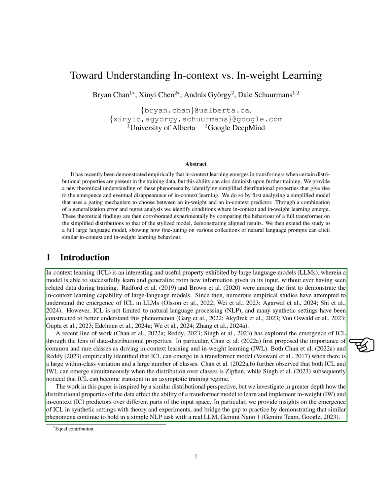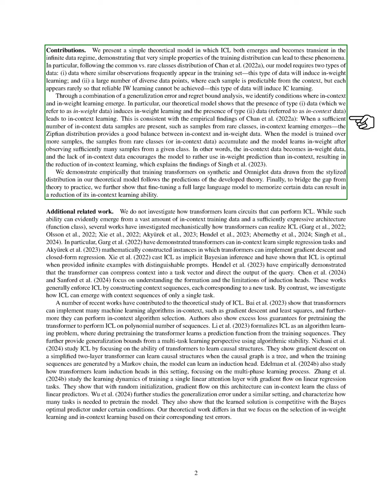Our work is inspired by this distributional perspective, and we delve deeper into how data distribution affects a transformer's ability to learn and apply in-weight and in-context predictors across different input areas. We provide insights into ICL in synthetic settings through theoretical analysis and experiments, and we connect these findings to practical applications by demonstrating similar behaviors in a straightforward NLP task using a real LLM, Gemini Nano 1.